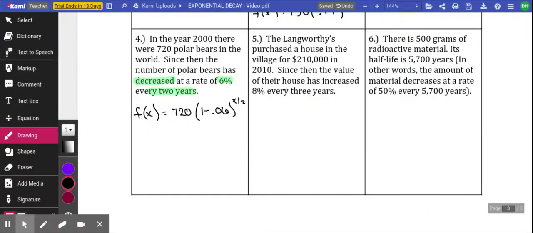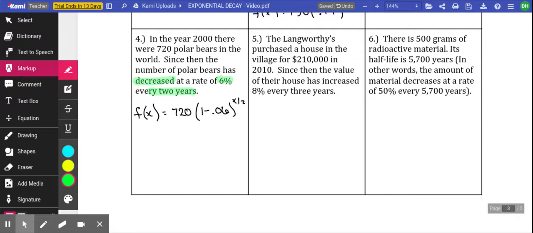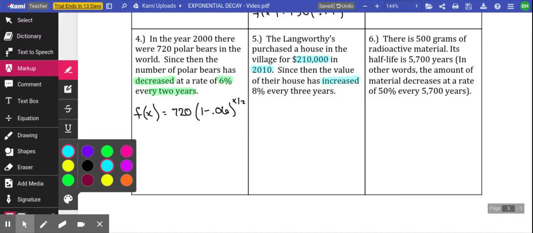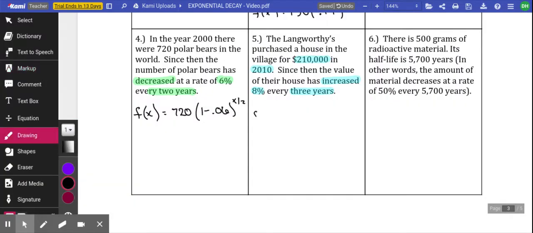All right. I know the price of houses, especially in the village, has just skyrocketed recently. So let's pretend that they initially bought their house for $210,000 in the year 2010. Since then, the value has increased at a rate of 8% every 3 years. So let's say the value of their house will go $210,000, 1 plus 0.08, and that's raised to the x divided by 3.